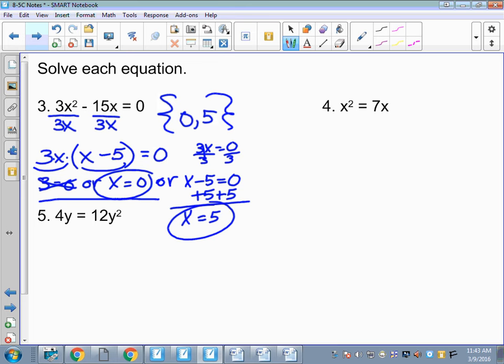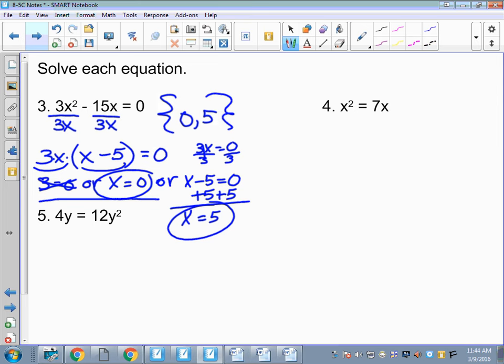You can always check your answers by plugging them in. If I plug in 0 for x, I get 0 squared, which is 0, times 3 is 0, minus 15 times 0, 0 minus 0 is 0. And when I plug in 5, I get 5 squared is 25. 25 times 3 is 75. 15 times 5 is also 75. 75 minus 75 gives you 0. So it works.